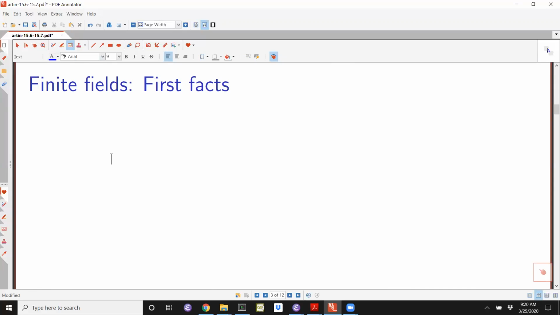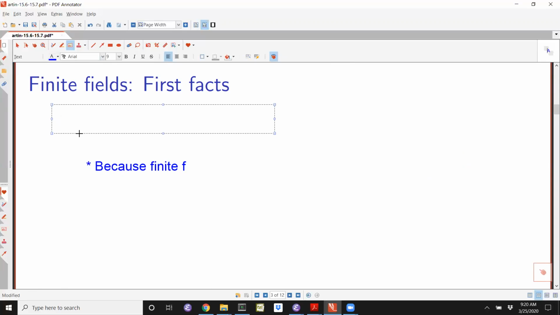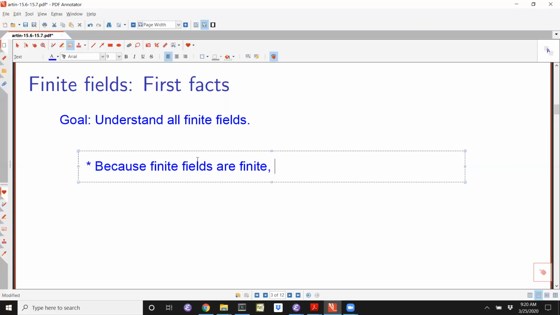So the first facts about finite fields. The goal of what we're doing here is to understand, at least to some extent, all finite fields. So we're going to classify all finite fields. The first thing to note is that because a finite field is finite, it must have finite characteristic, right? The additive order of 1 must be finite.